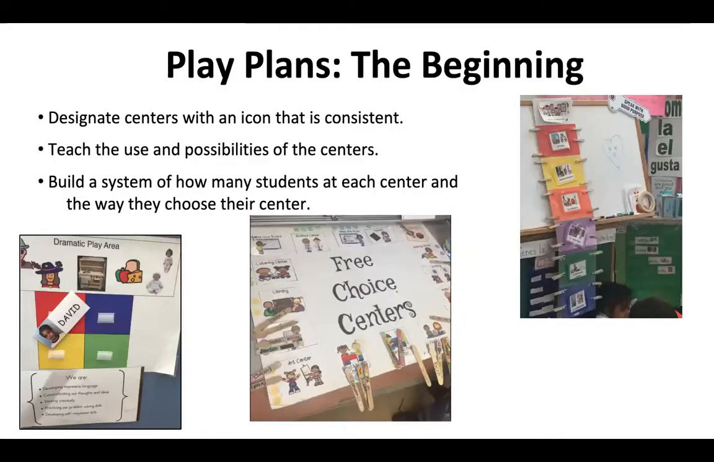So, kind of going backwards a little bit on play planning, but since I've got time, I'm going to see if there are any questions. I'm going to go look in the chat real quick.